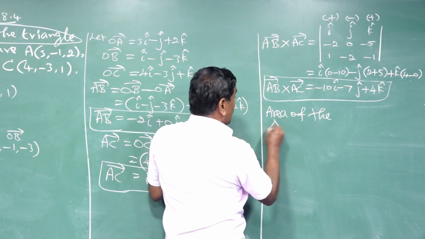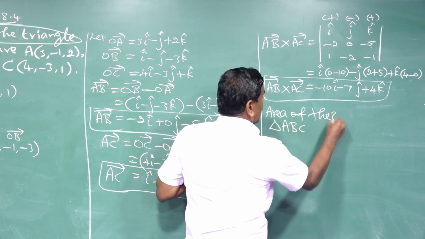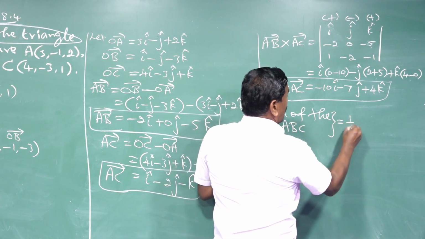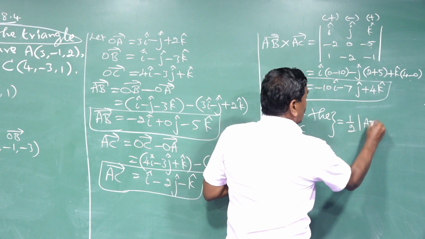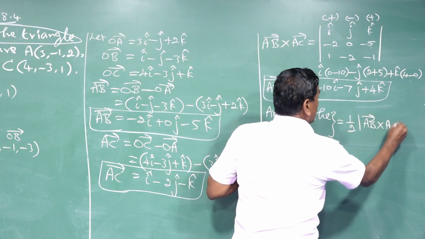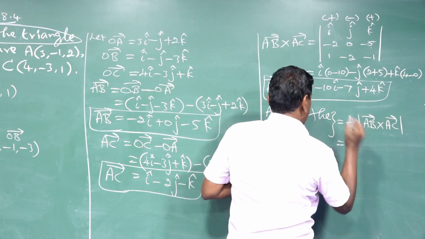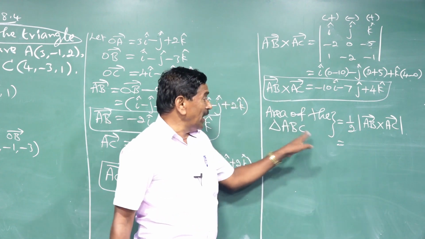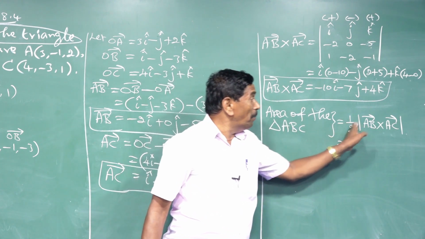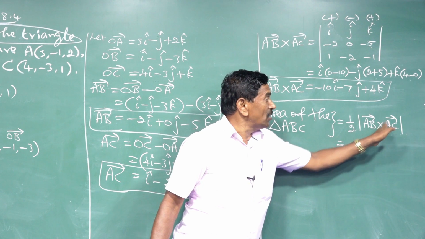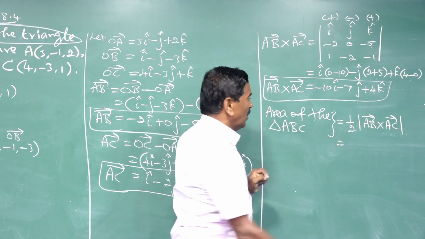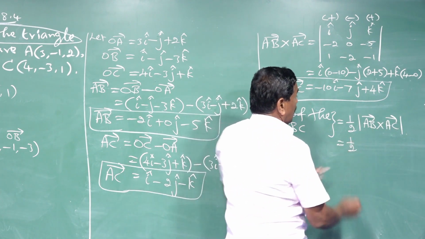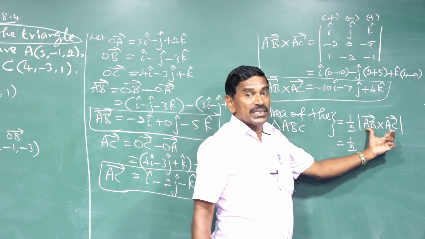Area of the triangle ABC. Area of the triangle ABC is equal to half into modulus of AB vector cross AC vector. That's all, the formula is ready. Now, half into modulus of AB vector cross AC vector.